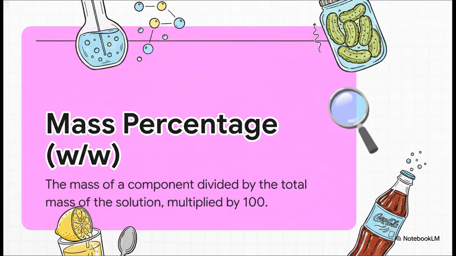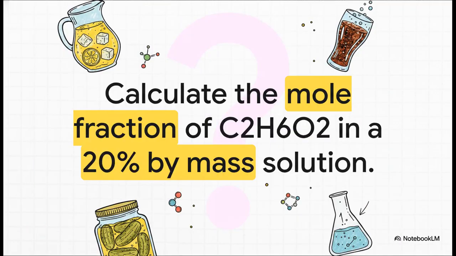It's very logical. It's just the mass of one part divided by the total mass of the whole solution, and then you just multiply it by 100 to get a percentage. It's that simple part over whole calculation you've been doing for years. All right, let's put this into practice with a typical exam problem. Calculate the mole fraction of ethylene glycol in a solution containing 20% of it by mass.